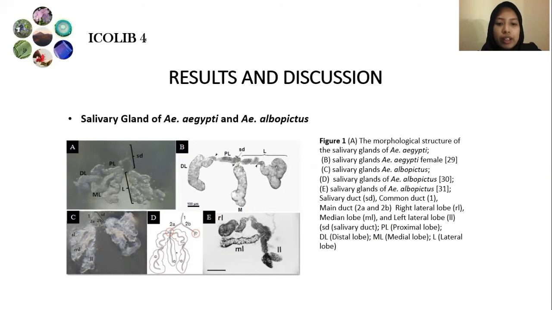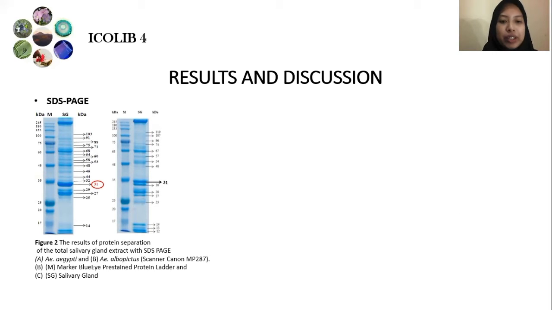The mosquito salivary glands that are isolated are from female mosquitoes because they contain immunogenic protein that helps the process of blood feeding and transmission of pathogens by the vector, and a view of the salivary gland is shown in the figure. This is the SDS-PAGE result of the analysis of the salivary gland. The purpose of this protein separation is to facilitate the process of isolating the 31 kilodalton target protein.